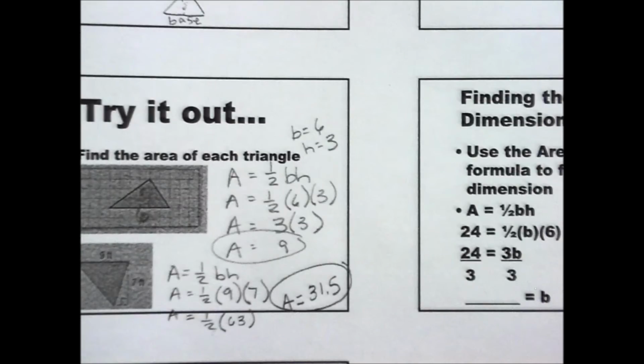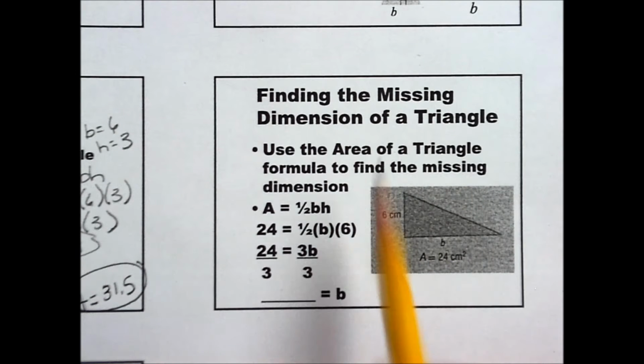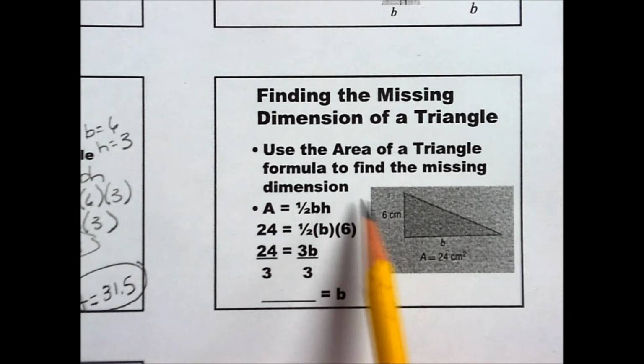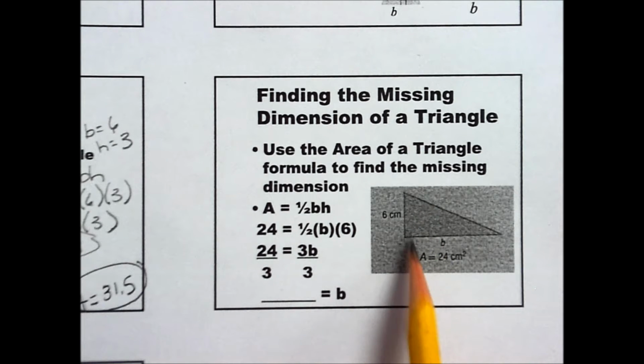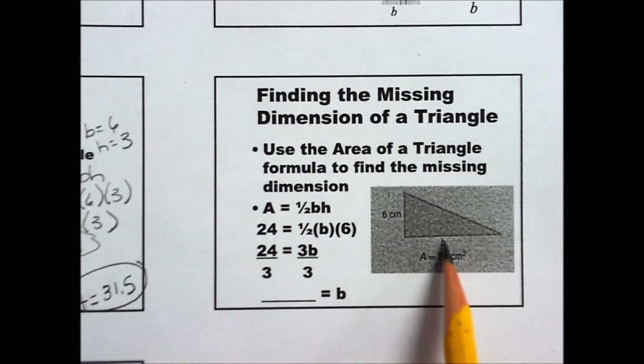Okay, we're also going to find missing dimensions today. So we will use the area of the triangle to find the missing dimension. So notice in this triangle, it tells us the height is 6. We do not know the base, but we do know that the area is 24 centimeters squared.